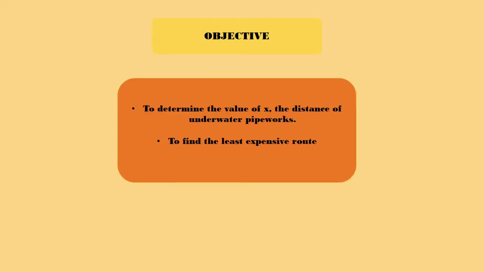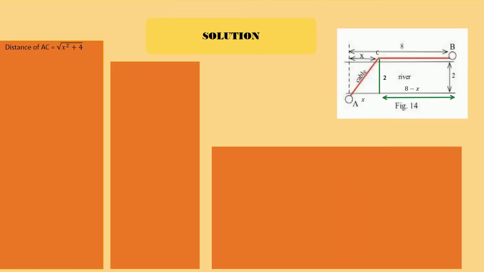So, from the previous slides, we have understood that we need to find the least expensive route. But first, in order to do so, we need to find the value of x, which is the distance of the underwater pipeworks. So, this is the solution for the problem statement above. Firstly, we need to find the distance of AC. From figure 14, you can see there is a right triangle, so we can use the Pythagorean theorem. The equation will be square root of x squared plus 2 squared, which is equal to square root of x squared plus 4.